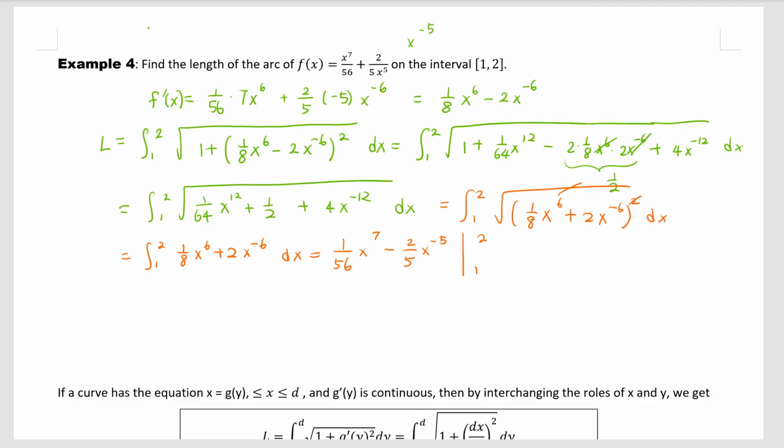Okay, so what do we get? So we plug in 2. 2 to the 7 is 128 and minus 2 over 5. 2 to the 5 is 32, but it's actually in the denominator. Oops. Okay. So let me save first. Okay, and then minus, when we plug in 1, we get 1 over 56 minus 2 over 5.